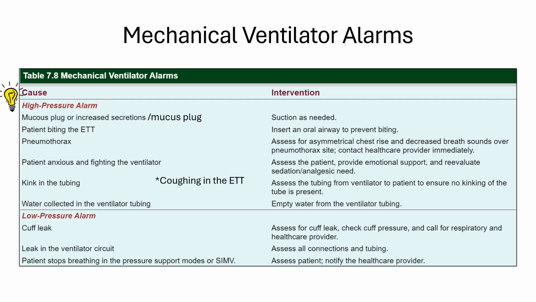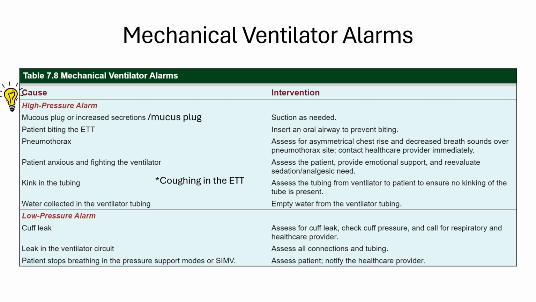And then low pressure alarm could be a little leak, meaning that they're still getting the air, but we need to check for leaks. Leak in the ventilator circuit and the cuff leak, that can be actually in their actual trach because that can happen. It's not common, but that can happen. They may need to swap the trach out. And then if the patient stops breathing and they're in an SIMV mode, which is one of the lower modes, or a pressure support mode, then you need to tell the doctor because maybe they need to adjust those settings on the vent.